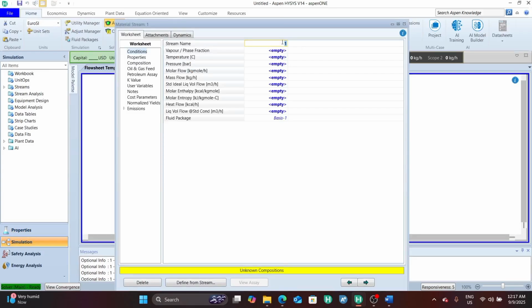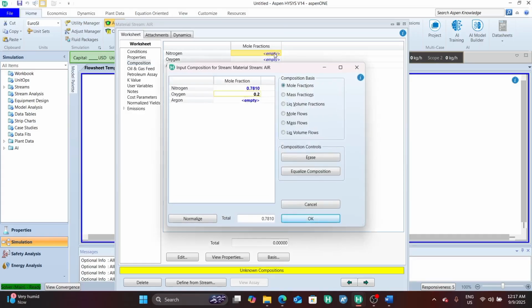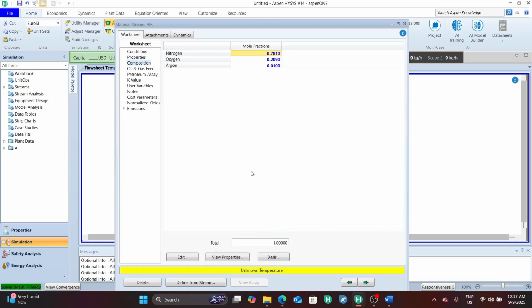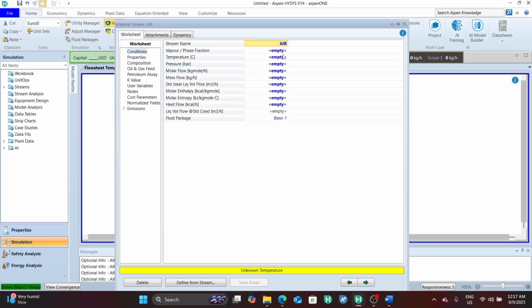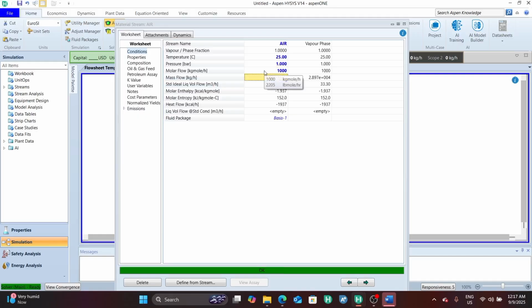So we're going to create our feed stream. We're going to call this air. Remember, for our composition, we were given a mole fraction basis, and for nitrogen we had 78.1%, which is 0.781, then 0.209, which is 20.9% for oxygen, and then 0.01, which is 1% for argon. We have successfully entered our composition, and for our conditions, we're working with 25 Celsius at 1 bar, which is equivalent to 1 ATM, and 1,000 kilogram mole per hour. We have successfully created our stream, and our vapor fraction is 100% gas.